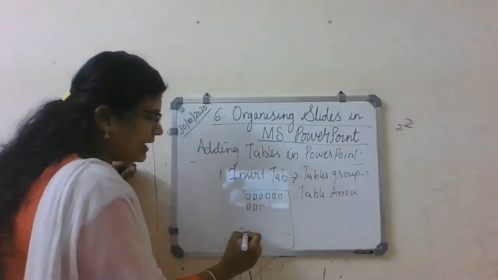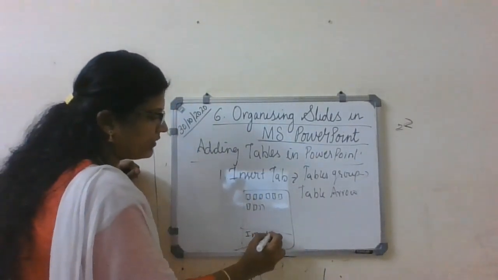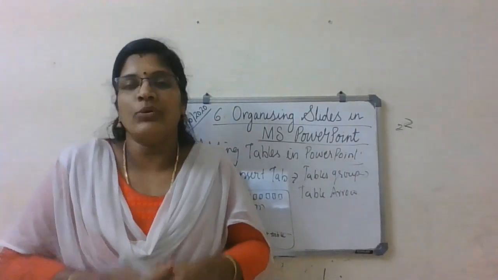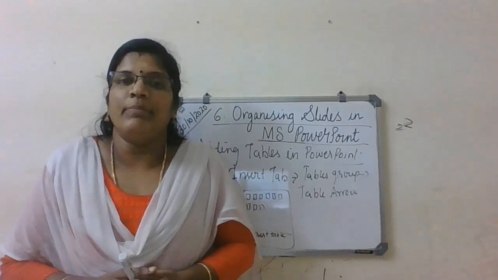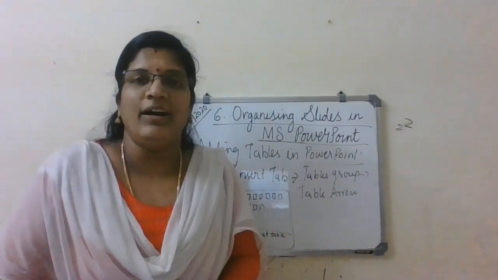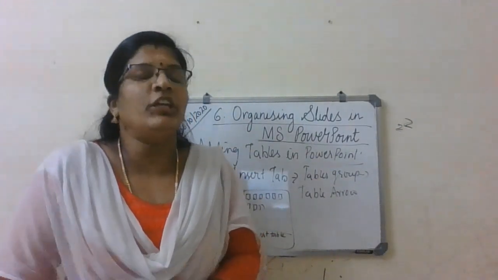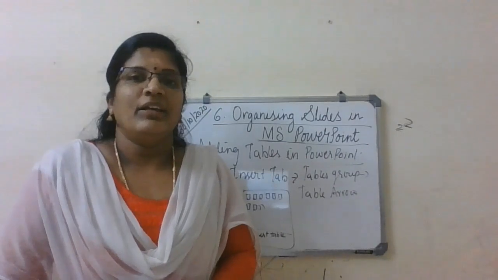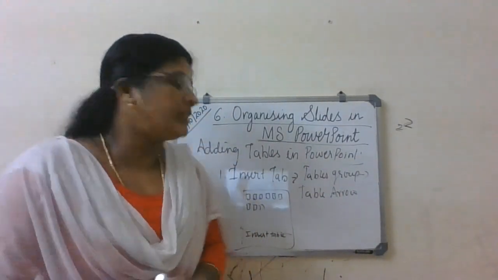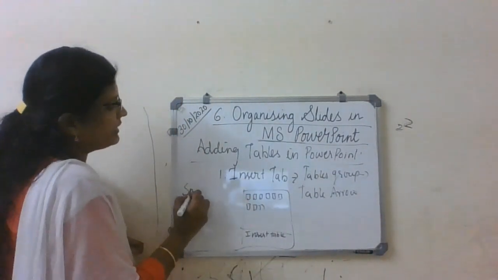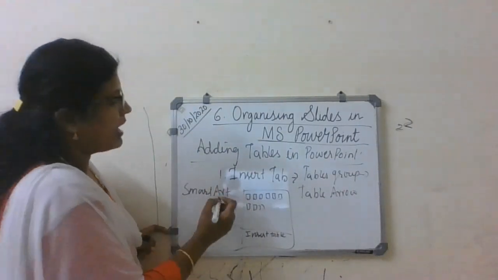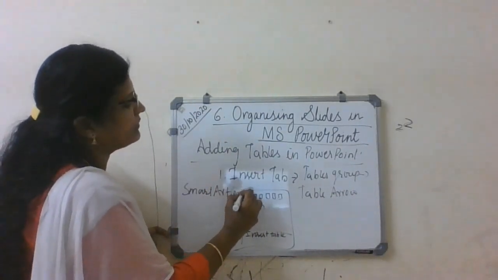Otherwise, insert table option. Click here, enter the number of rows and columns you need and just add a table. And whatever operations you have done with the table, same thing you can do here. Merging, splitting, everything you can do here. Okay, so this is the way we create a table. Then the next concept we are going to study is called smart art graphics. Smart art. Say all of you, repeat the word smart art. Okay, smart art graphics.